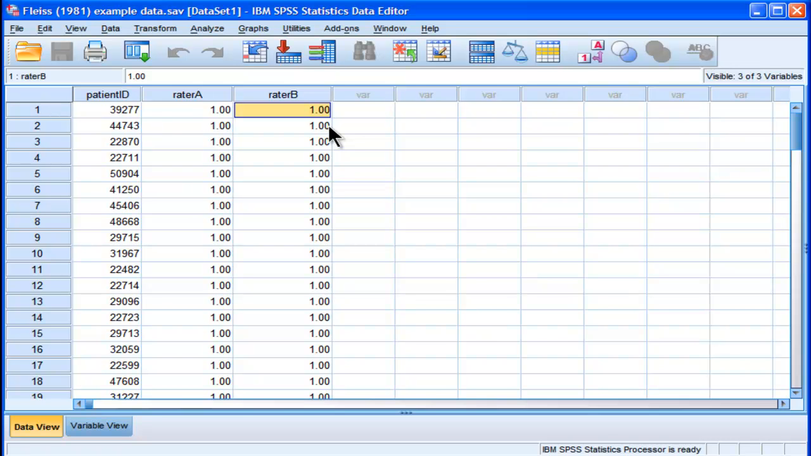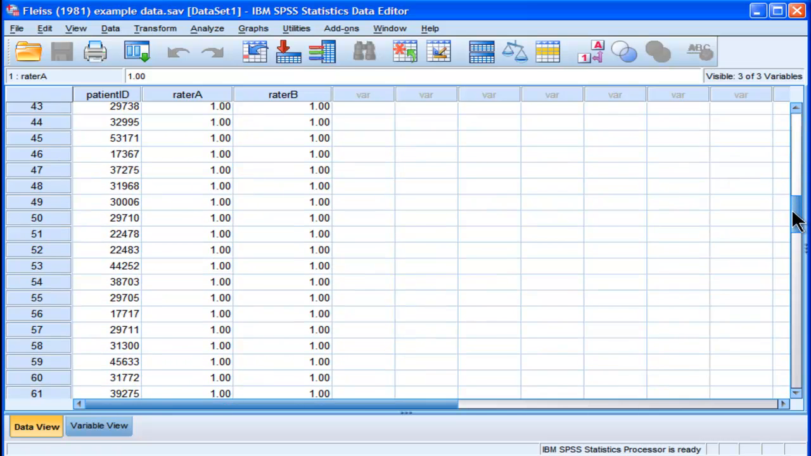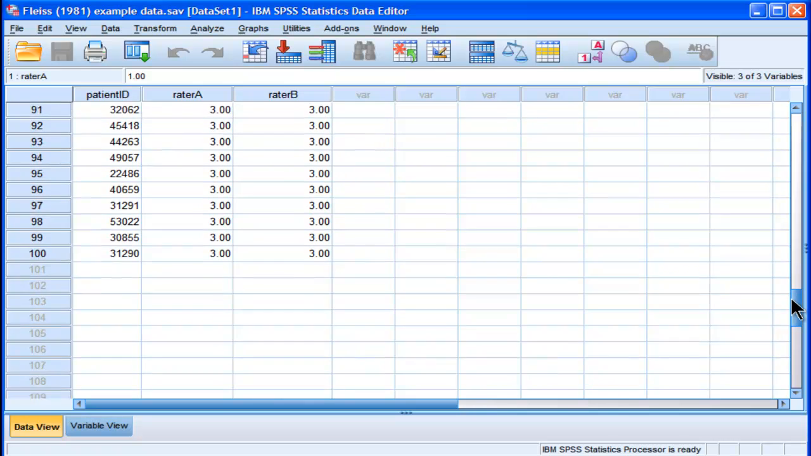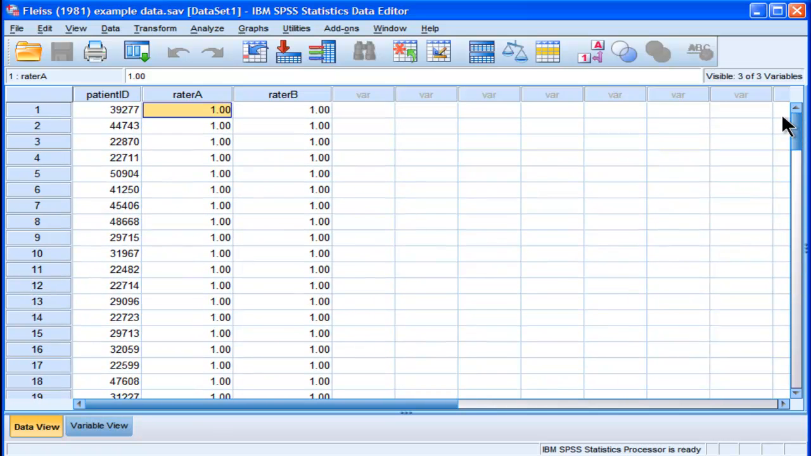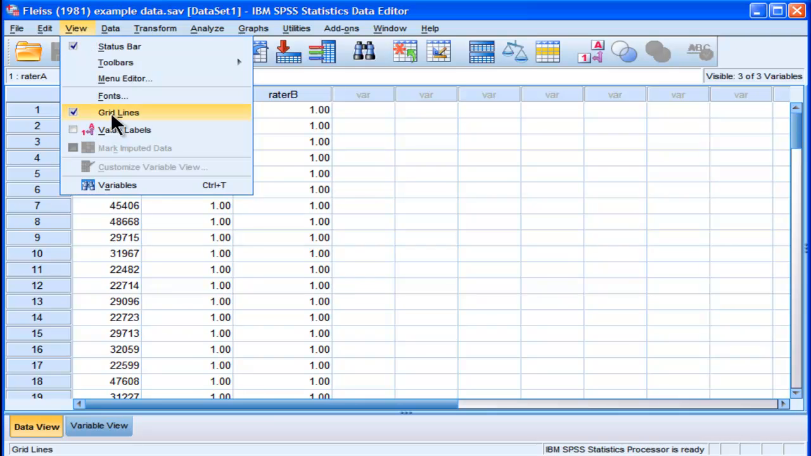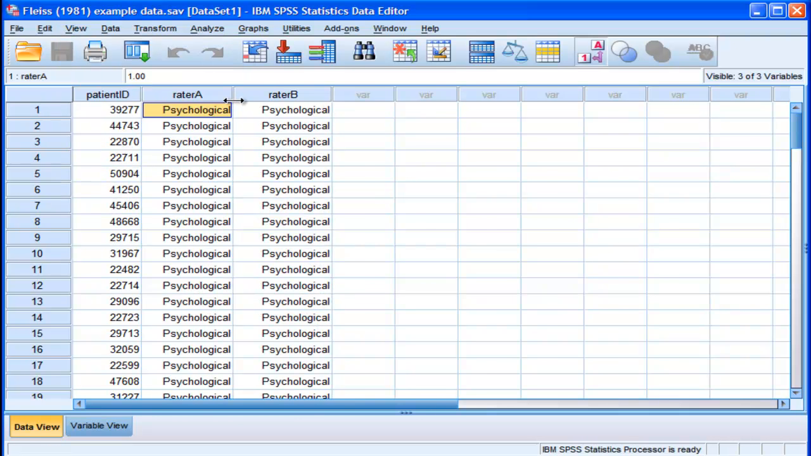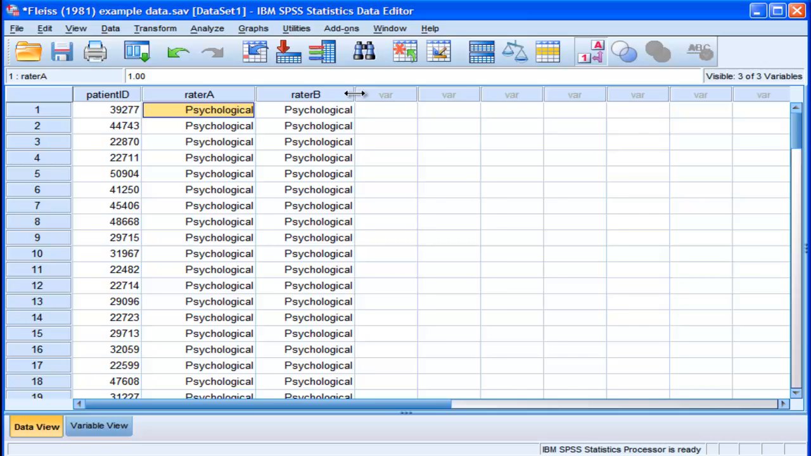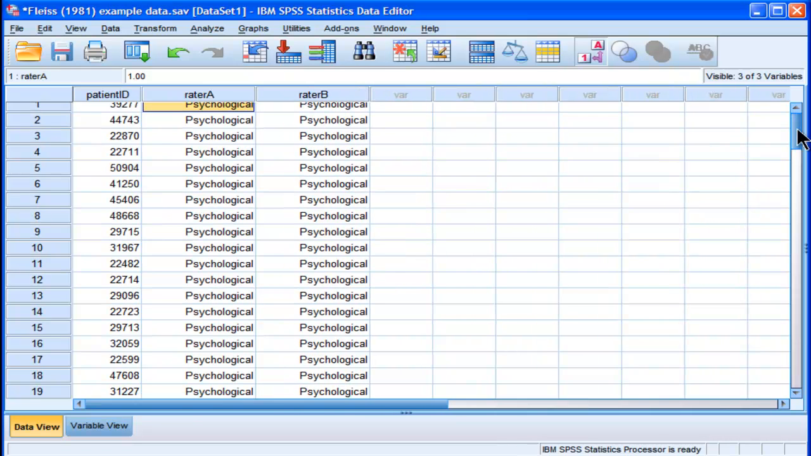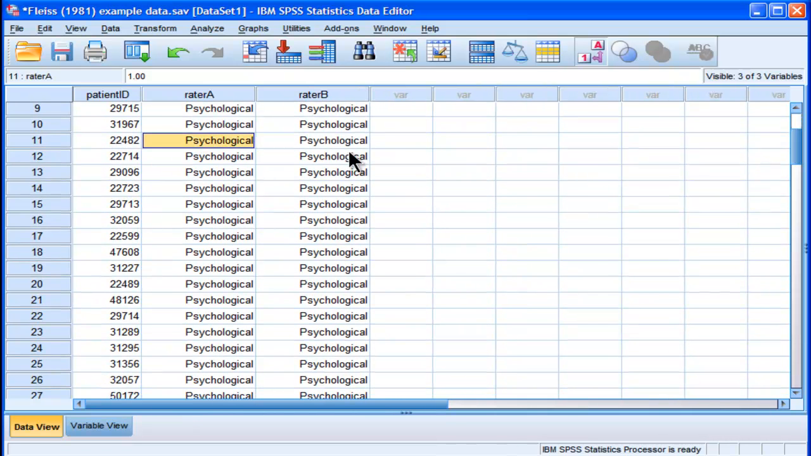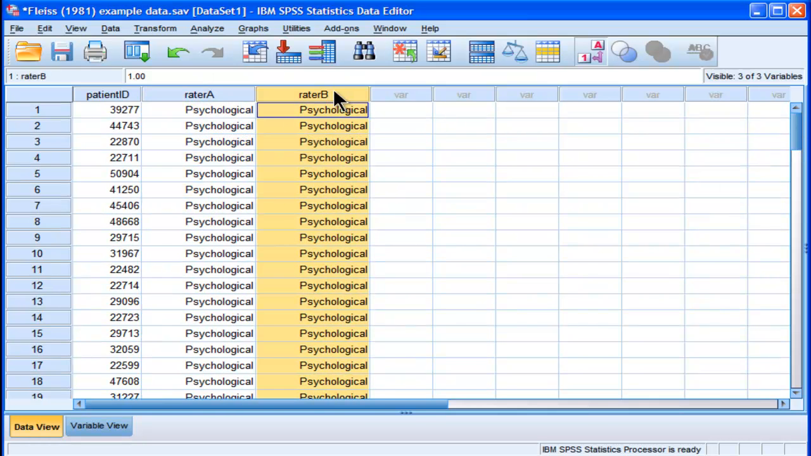In this example, there are 100 patients that were rated for three levels of disorder: psychological, neurological, and organic. We can look at the value labels by clicking here, because I put value labels into SPSS. And these are two psychiatrists, rater A and rater B. It wouldn't matter what type of analysis you're doing, you just need two raters.